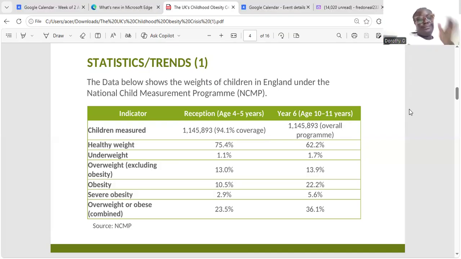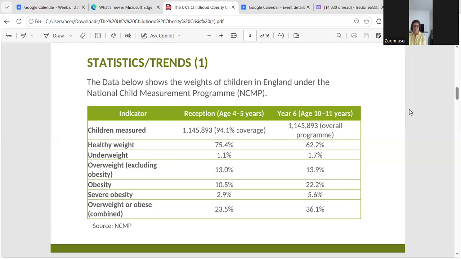Another worrying factor is severe obesity. 2.9% of children in reception and 5.6% of children in year 6 were suffering from severe obesity. The main trend we can see here is that obesity increases when children get older, and some of the children are suffering very severe levels of this condition. This highlights the importance of early prevention and health education for improving children's health. Juliana?